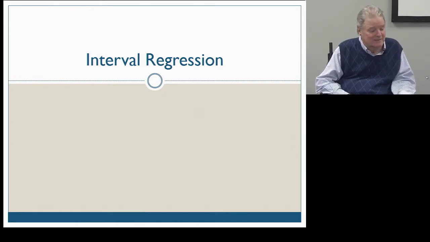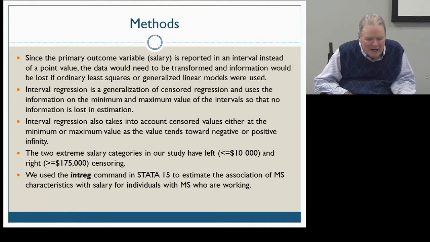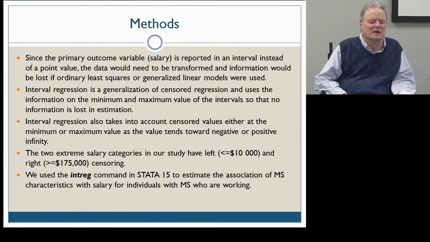So lastly, I'm going to talk about interval regression. Interval regression is different than the probit models that we just reported on. So in a nutshell, the difference with interval regression is that it basically uses both ends of the category.